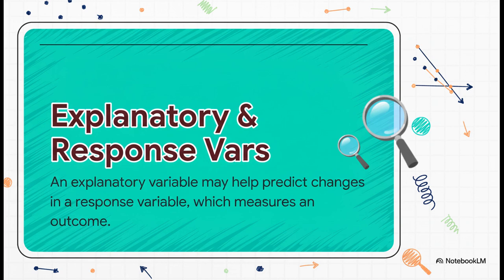You've got the explanatory variable. That's the one we think might be causing all the action. And then you have the response variable. That's the outcome, the thing we're measuring. Really, just think of it as the potential cause and the potential effect.